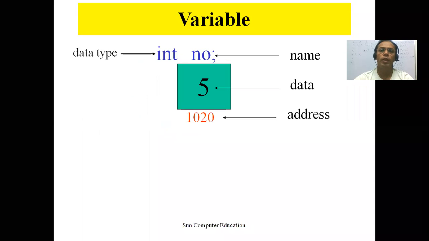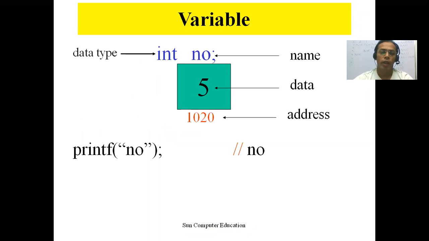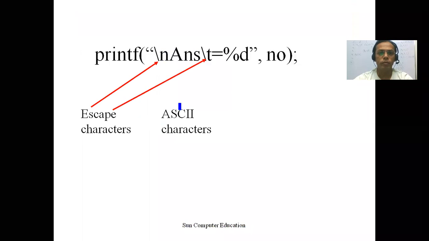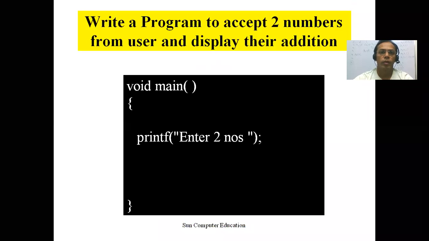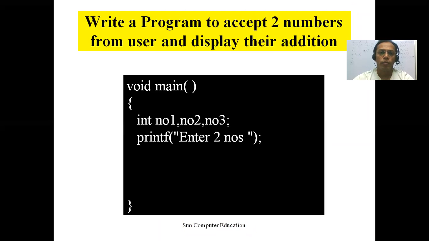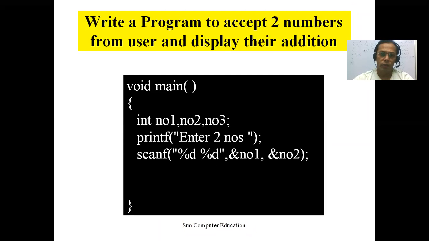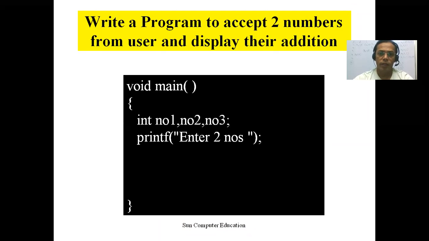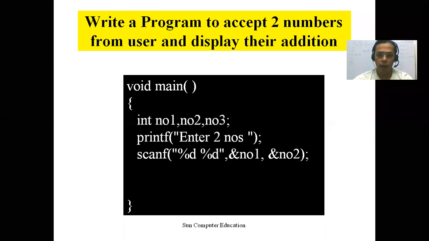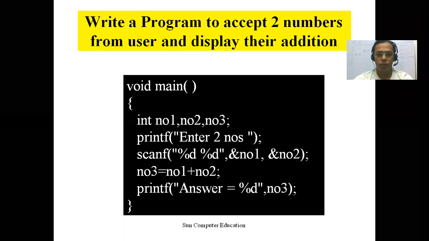So we have seen what a variable is. Every variable has a memory location. It has a name in which we can store data. You can change the data, and every variable has a memory address. Then we have seen how to declare variables. We have seen how to accept numbers. For scanf, you should not forget the ampersand. Then we have seen how to add two numbers and display the addition.